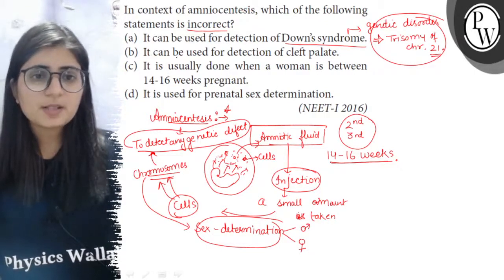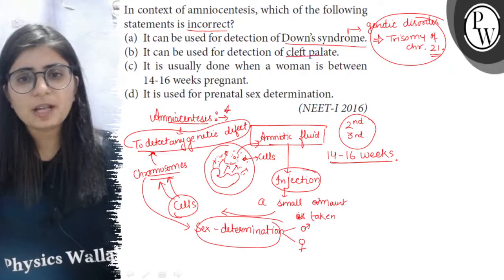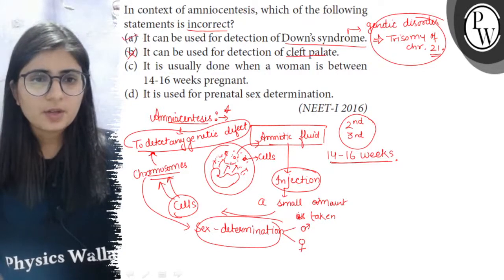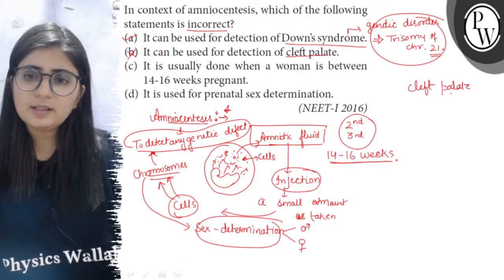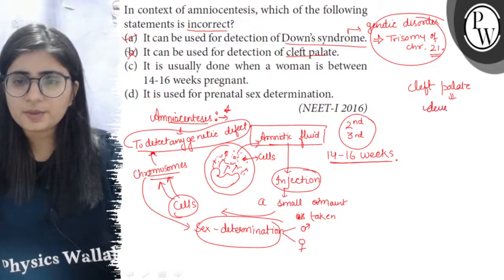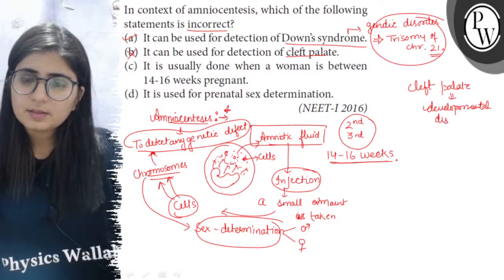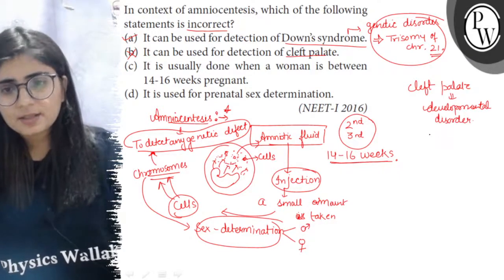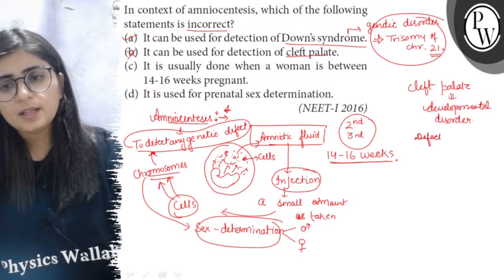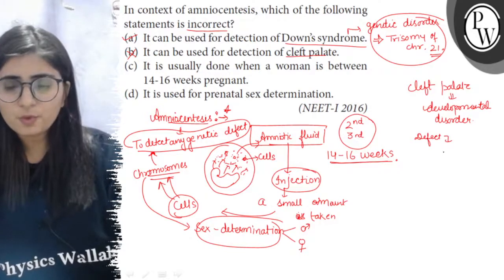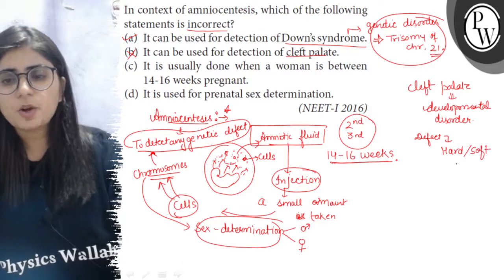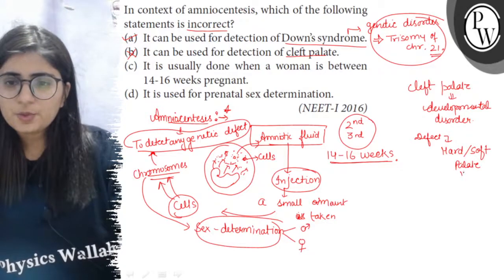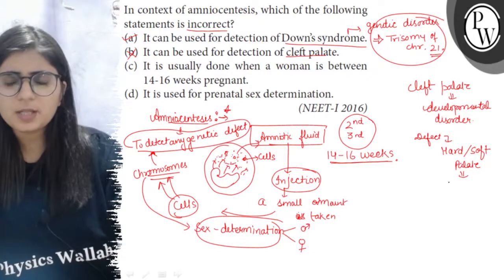Now the second option is it can be used for the detection of cleft palate. This is wrong, because cleft palate is not a genetic disorder, rather it is a developmental disorder. What happens is that in some cases there is a defect in the palate. The palate is present at the roof of the oral cavity, so there may be a defect in the hard palate or in the soft palate.